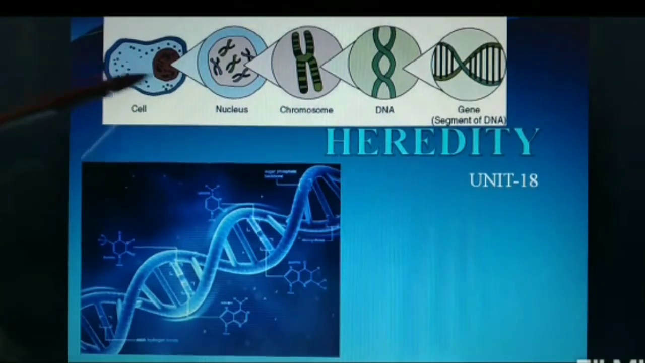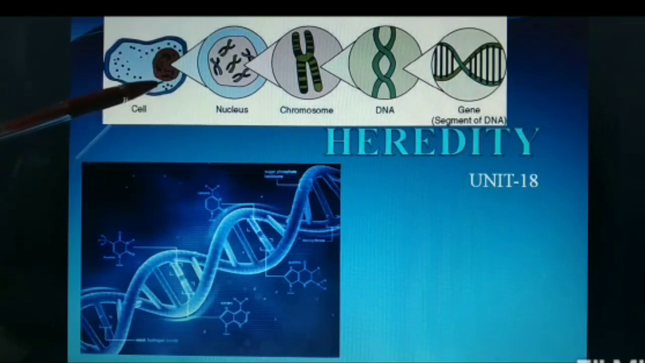Each cell is surrounded by a cell membrane. Inside, cytoplasm is there and the nucleus is there. Nucleus is the controlling center of the cell. It is the important part of the cell. Inside the nucleus, chromosomes are there. The chromosome number varies from species to species. In humans, 23 pairs of chromosomes are there.